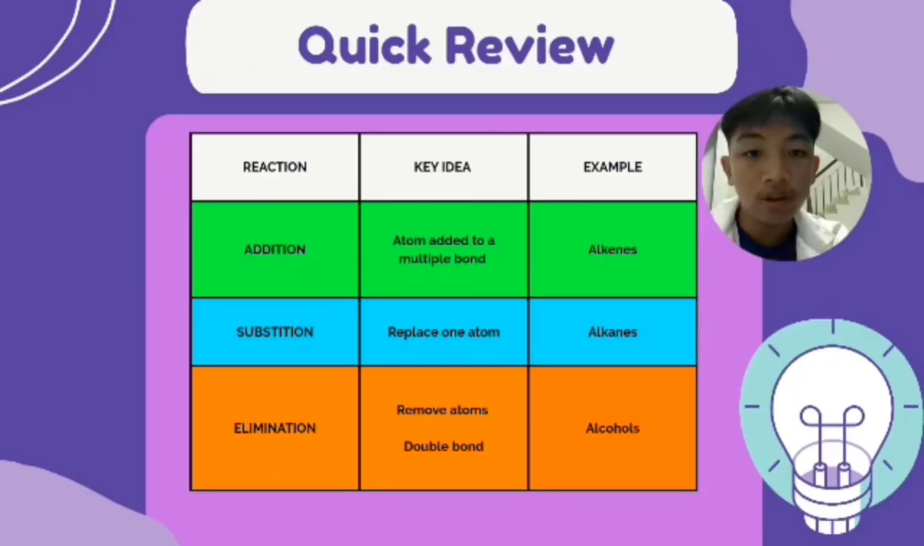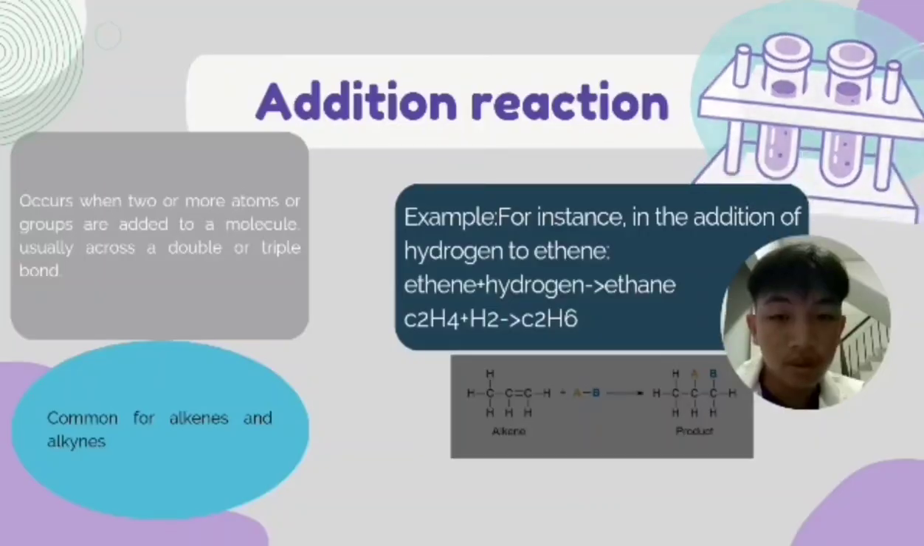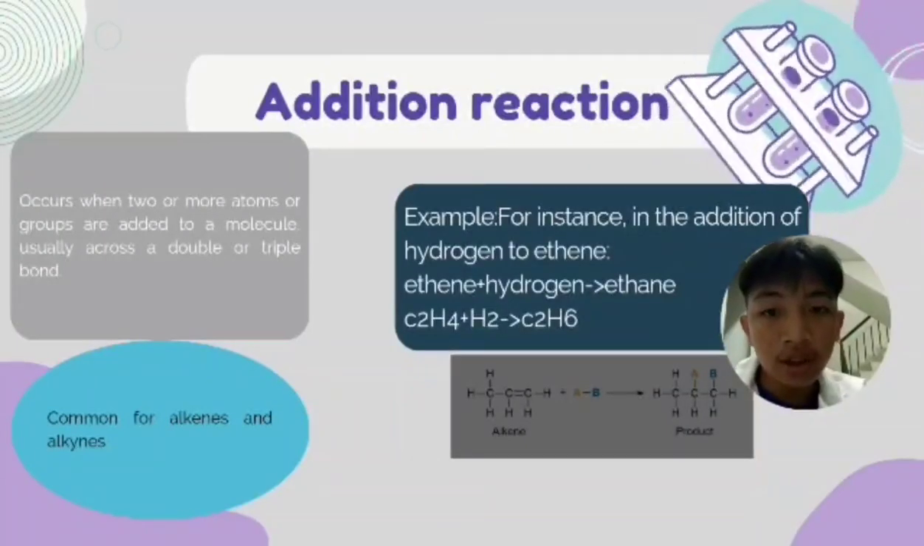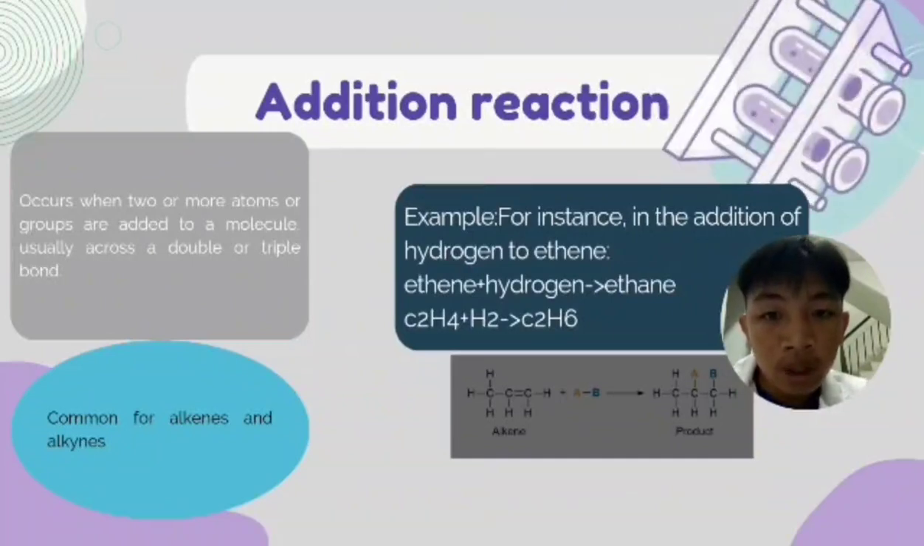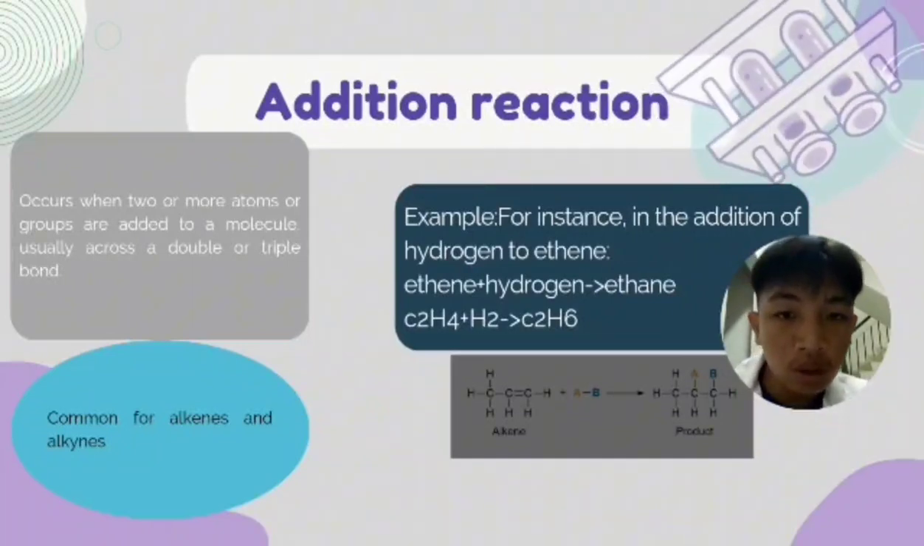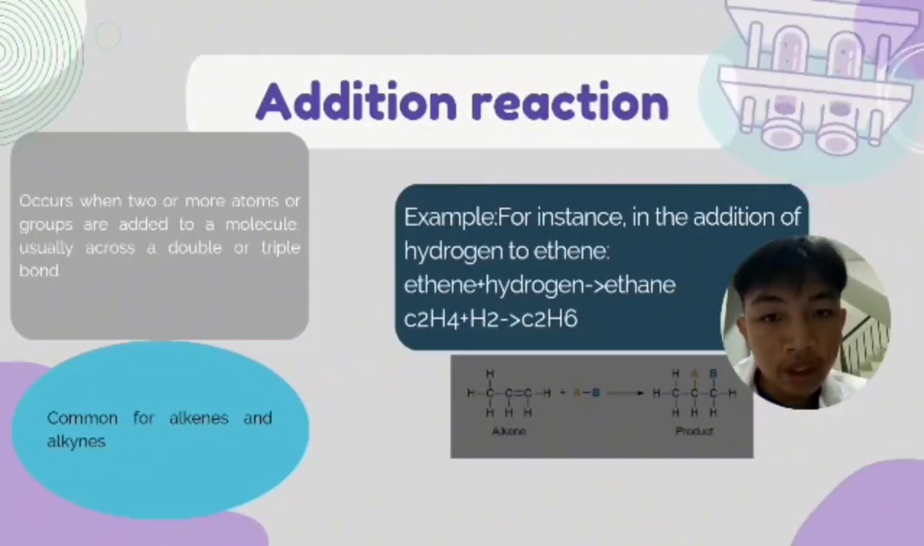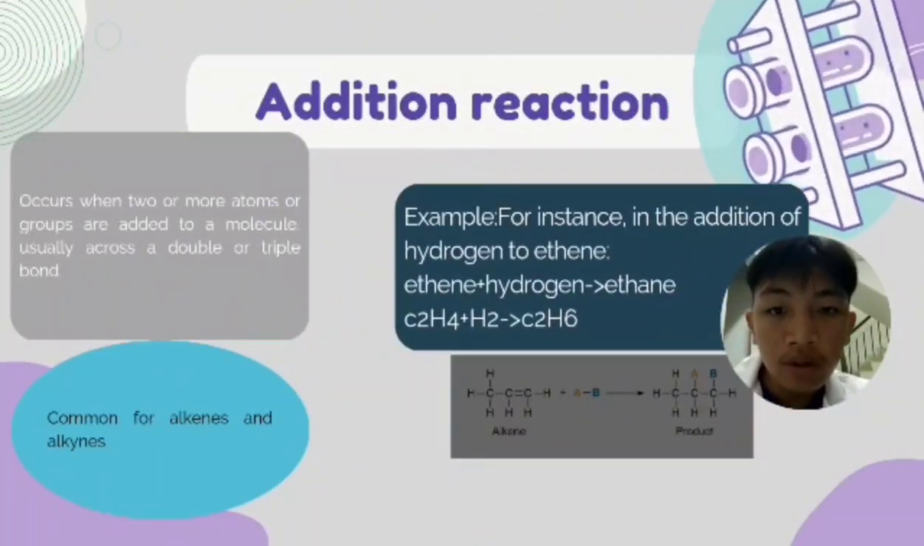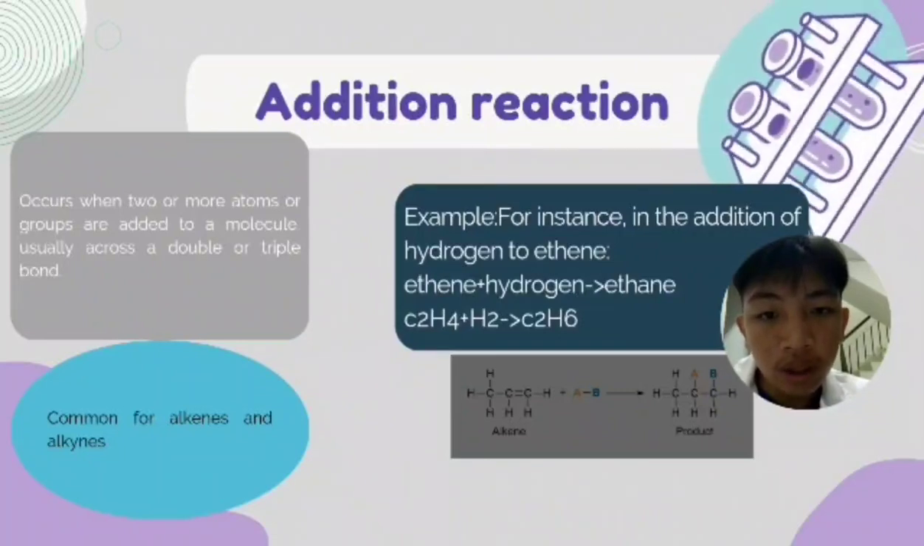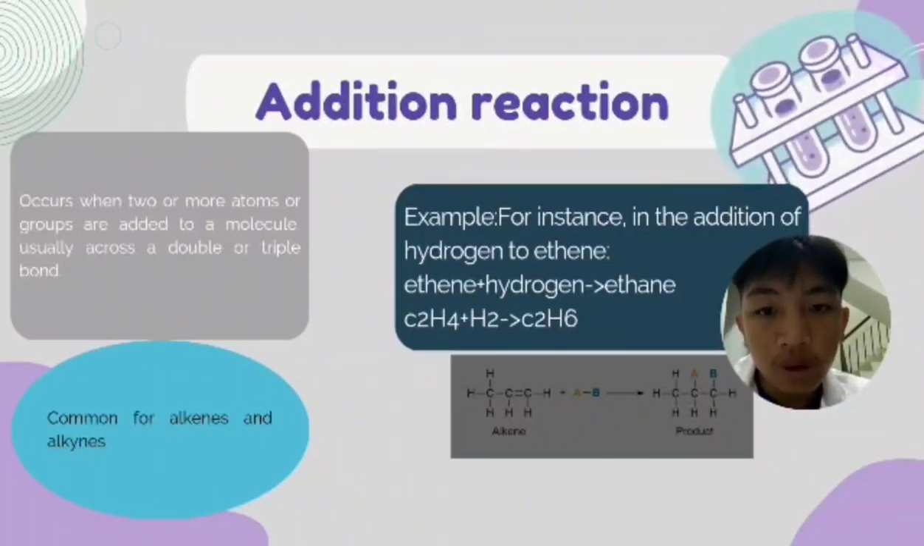Okay, let's have a quick review. Organic reactions can be grouped into three categories based on what happens to the atoms in a molecule. An addition reaction occurs when two or more atoms or groups are added to a molecule, usually across a double or triple bond. This type of reaction is common for alkenes and alkynes, since they have multiple bonds that can open up to add new atoms.